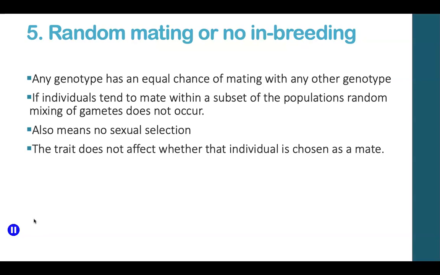So this last one, random mating or no inbreeding, this assumption actually doesn't cause evolution to occur, but it does cause genotype frequencies to fluctuate. So if individuals are choosing particular alleles, then those allele combinations are going to become more frequent. Now, over time, this could potentially lead to evolution happening, but non-random mating in itself is not really a mechanism of evolution, but it is something that we have to assume is happening if we're going to use our Hardy-Weinberg equation.